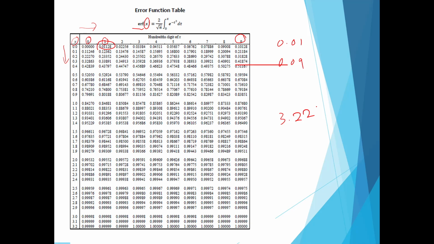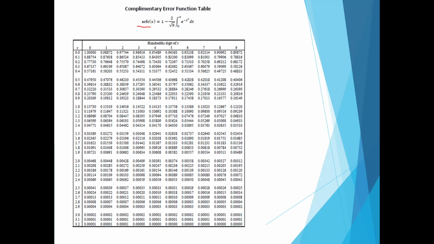For example, 3.22 applies here. So it is this one. Okay, that is how to read it. It is the same with the complementary error function.